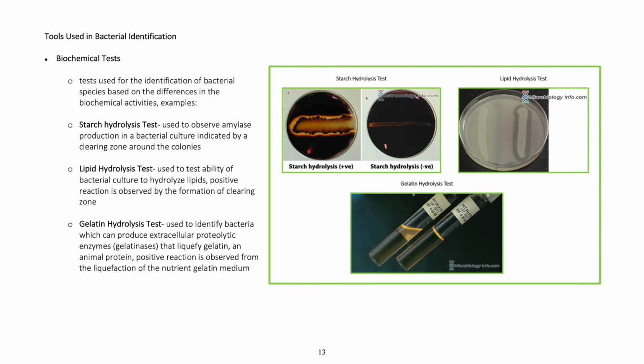Tools used in bacterial identification. Biochemical tests are used for the identification of bacterial species based on differences in biochemical activities. Examples: starch hydrolysis test, used to observe amylase production in a bacterial culture, indicated by a clearing zone around the colonies. Lipid hydrolysis test, used to test the ability of a bacterial culture to hydrolyze lipids.